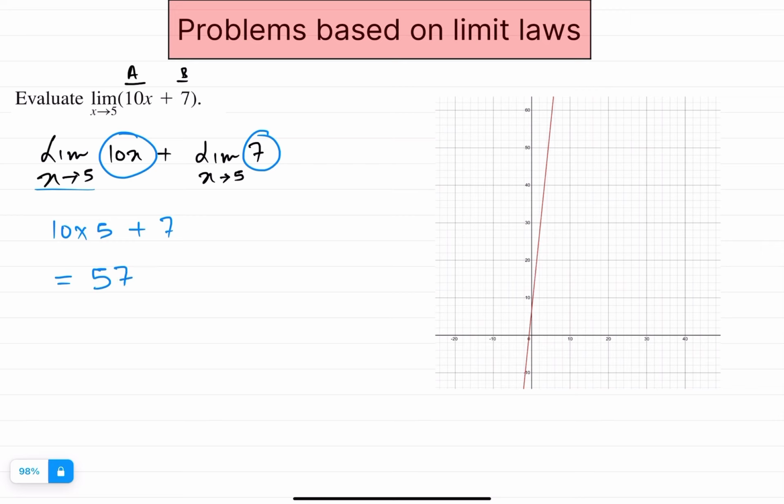Okay, so we can even check it in the graph. The red line denotes the function 10x plus 7. If we evaluate at 5, we end up here. That is, when x is approaching 5, the output that we are getting is 57. That's what we call the limit.